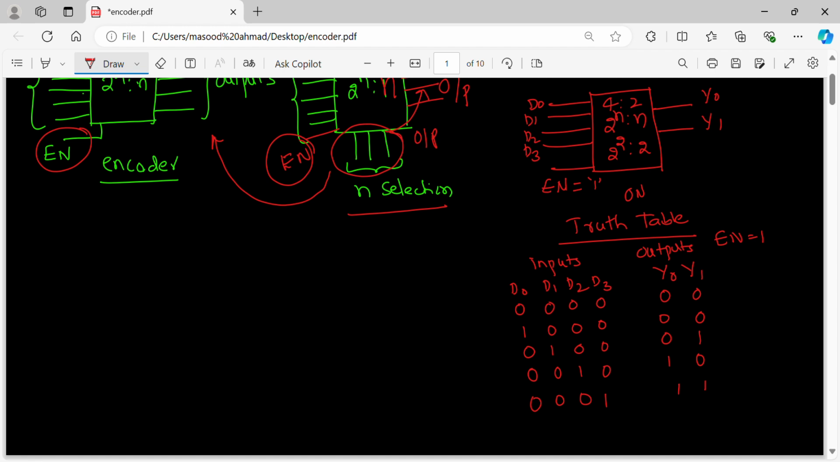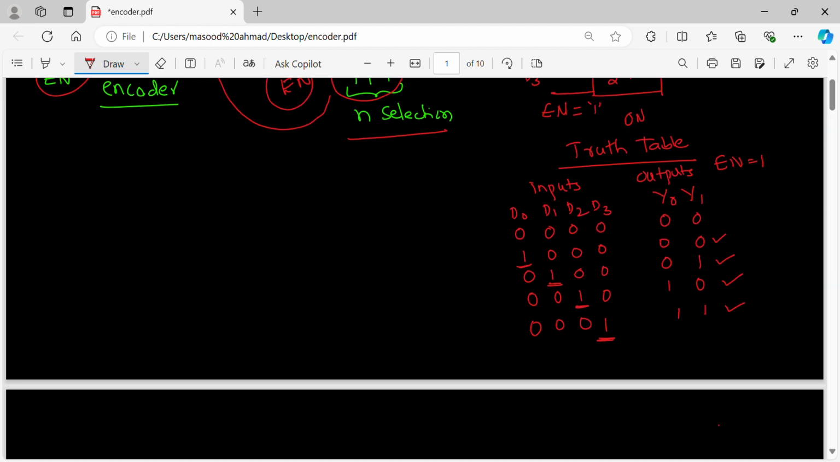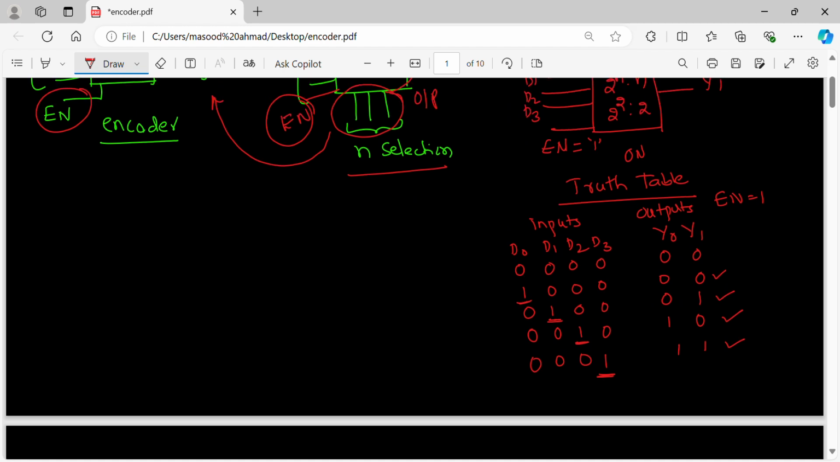What I can say is when D0 is 1, output is 0. When D1 is 1, output is 1. When D2 is 1, output is 2. When D3 is 1, output is 3. So what the encoder is saying is that the input line on which the input is present is conveyed through the output lines Y0 and Y1. Okay, so this is exactly the thing.